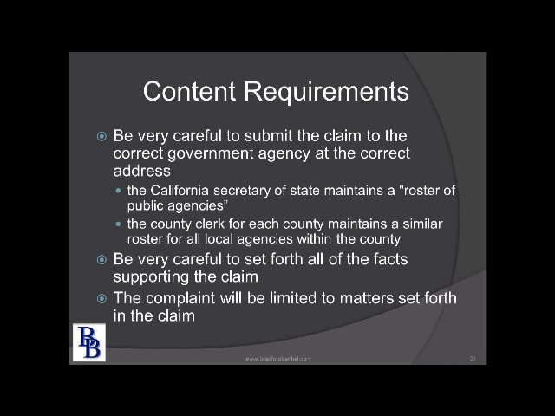Finally, as you see on the screen, you have to be very careful to set forth the facts, because if you don't set forth the facts, you don't set forth your claim, it's going to be barred.